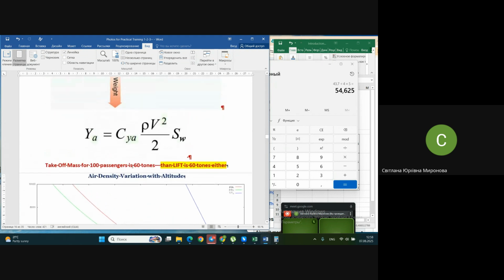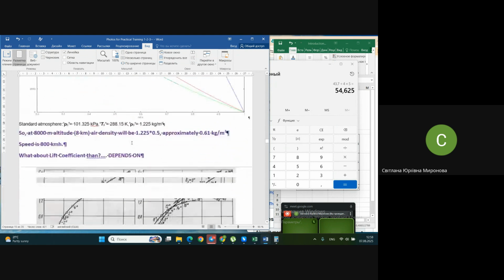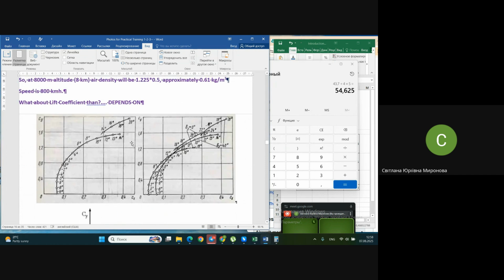What is the next parameter? The next parameter is this one, CY, the coefficient of lift. What is wrong with this parameter? Let me remind you. It depends on the angle of attack. Not even like this. First, it depends on the profile. What is the shape of the profile? We don't know. Also, it depends on the angle of attack.